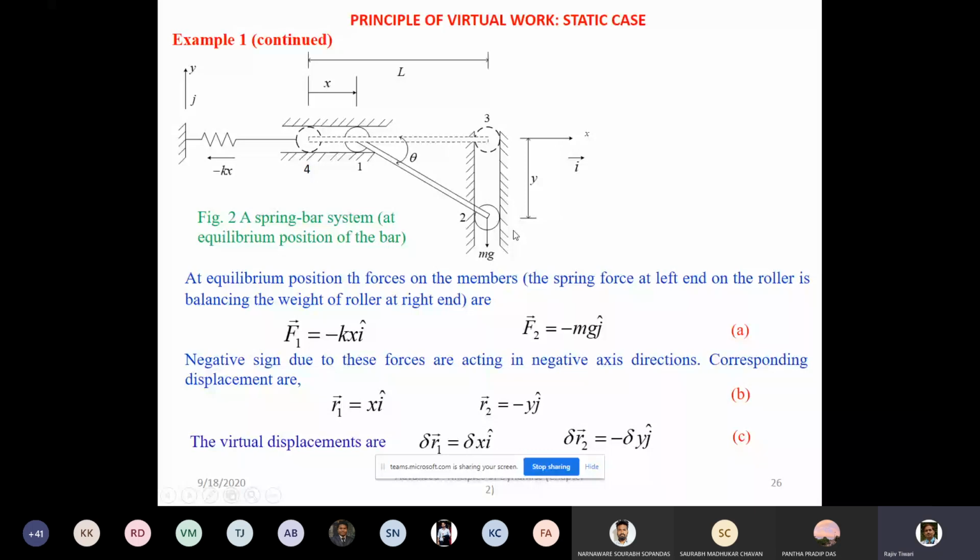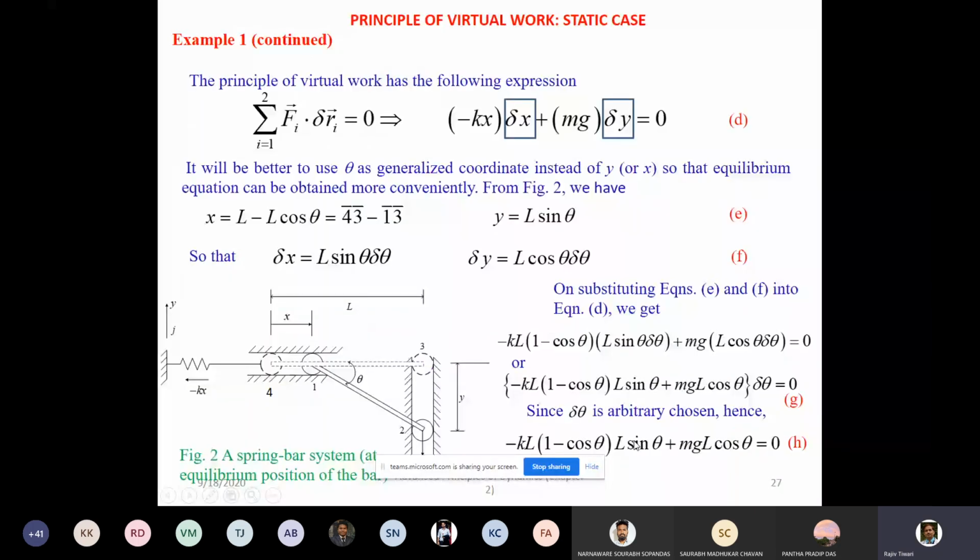Now we are applying the virtual work principle here. So force in dot product of the variation of the displacement. So we have two forces. One is the elastic force, or this particular force, and variation is delta x. Similarly, here we have mg force, and variation is delta y. So this is the total virtual work due to the forces acting in the system, and that should be equal to 0 according to the principle of virtual work.